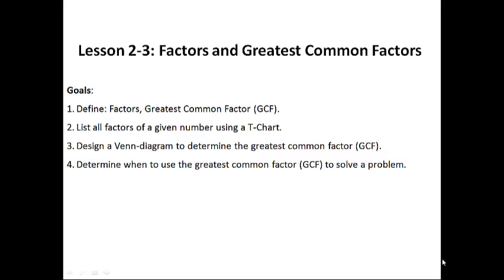Again, you know the deal, you know the drill. Rewind, pause if you need to, fill out the form at the end. Here we go.